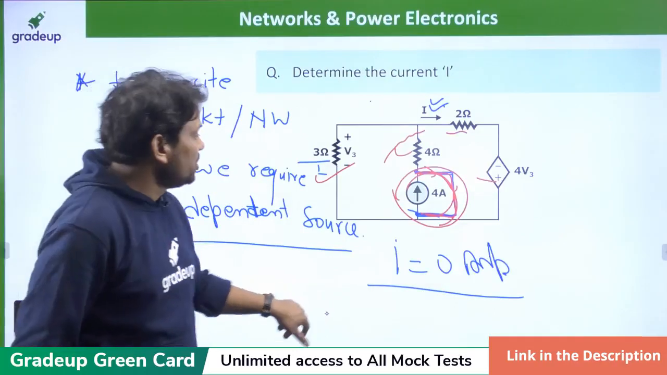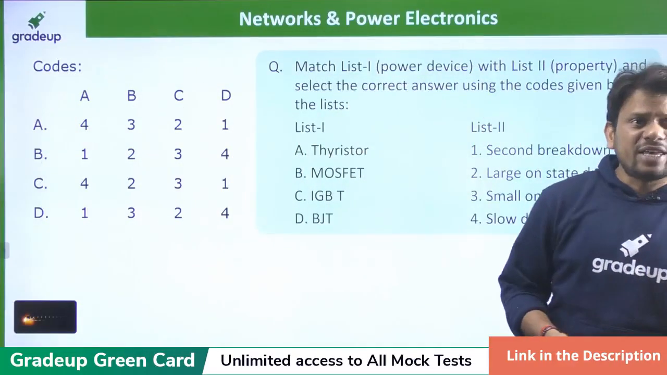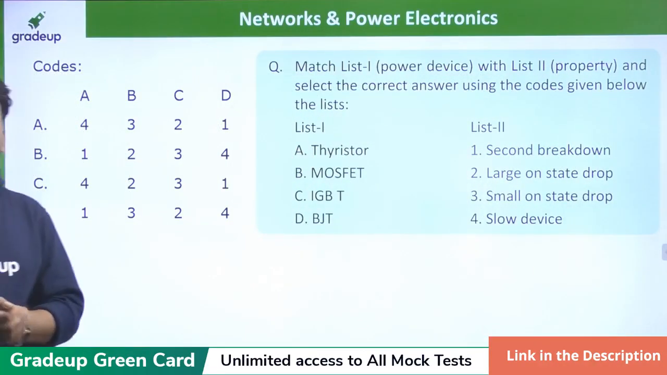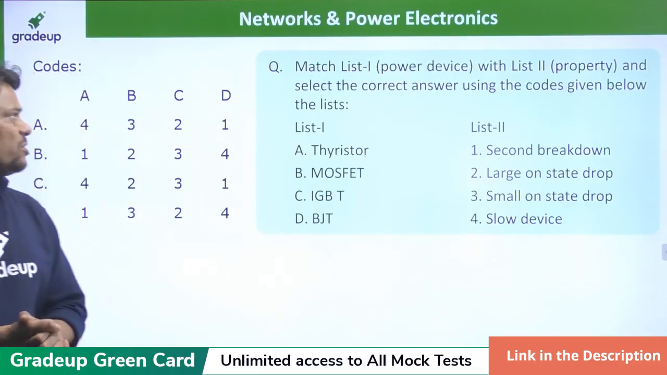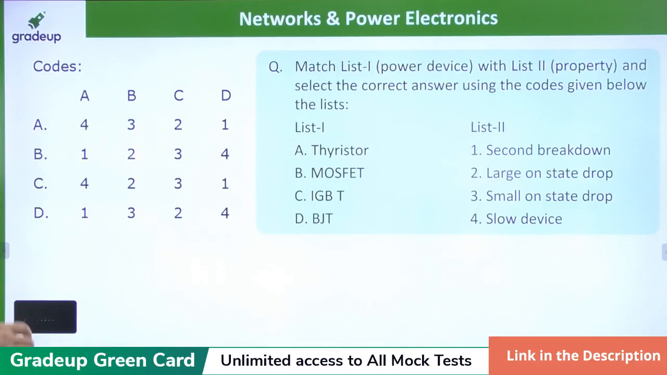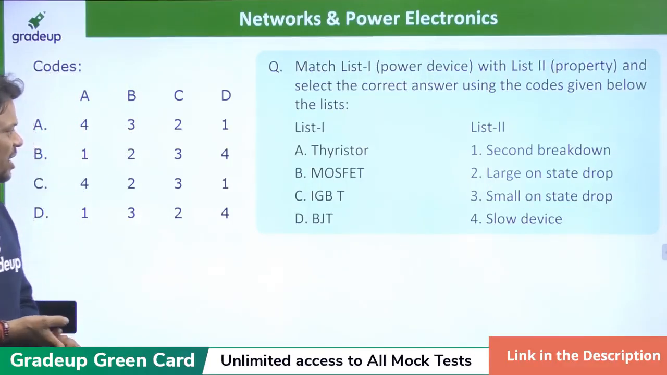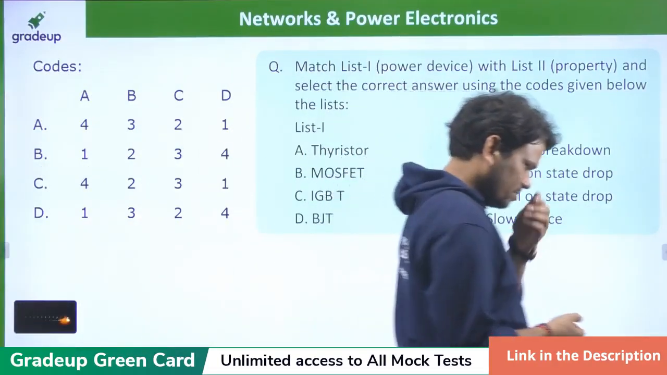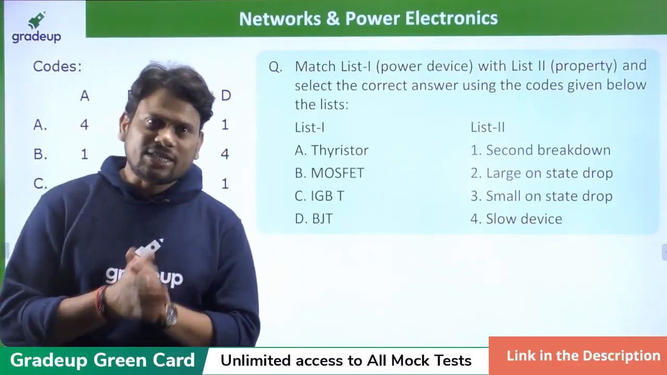Now my dear friend, we are going to discuss our next example. First read this example carefully and tell me the final answer. Match list one and list two, power devices and properties, and select the correct answer using the code given below the list. Thyristor, MOSFET, IGBT, BJT. Just read carefully.